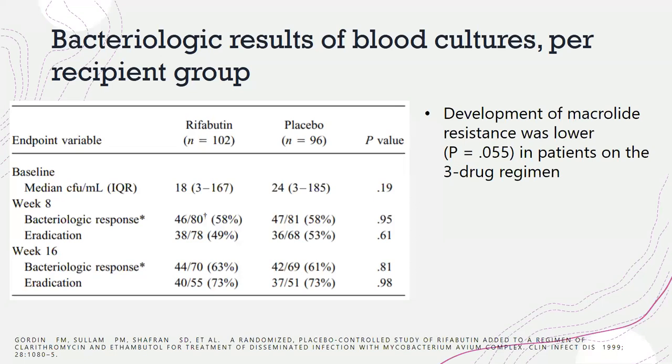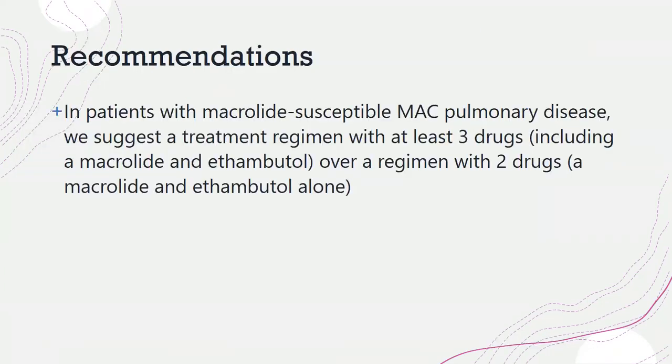There was significantly lower development of macrolide resistance in the arm that used 3 drugs versus 2 drugs. So until additional evidence is provided that suggests that the acquisition of macrolide resistance is the same in a 2-drug regimen versus 3 drugs, the panel that decided these guidelines recommended 3 drugs at least, which usually includes a macrolide, ethambutol, and rifampin.